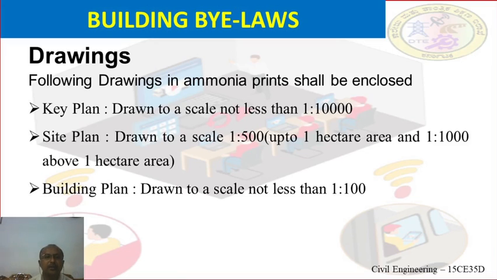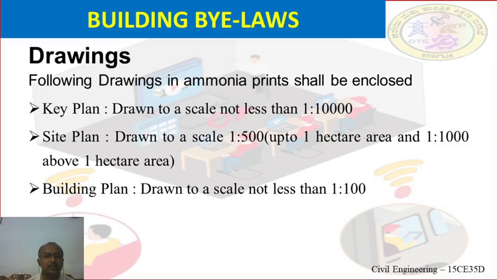The key plan is drawn to a scale not less than 1:10,000. The key plan indicates the surrounding areas and features, like whether there are any adjacent buildings, or whether it is vacant. Total details of the surrounding have to be shown in the key plan. So let us discuss in the coming slides in detail.